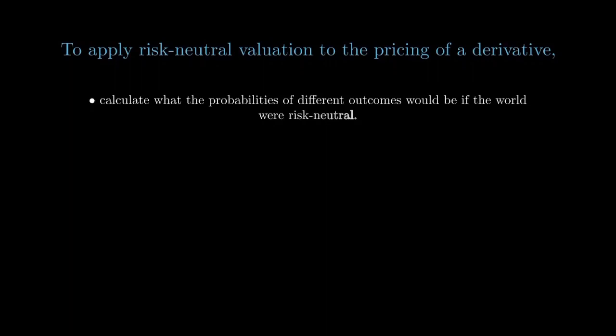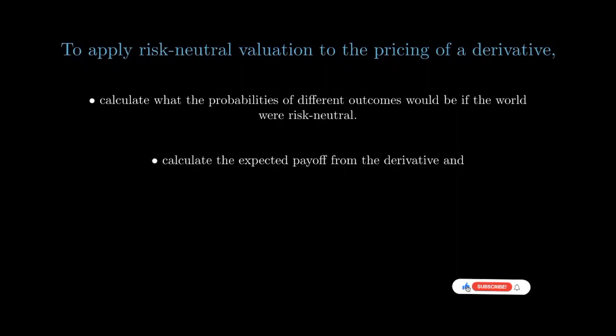So, to apply risk-neutral valuation to the pricing of any derivative, the derivative may be a call option, put option, or any other one. First, we calculate what the probabilities of different outcomes would be if the world were risk-neutral. Next step, calculate the expected payoff from the derivative and discount that expected payoff at the risk-free rate of interest.